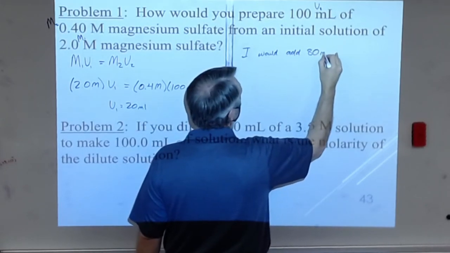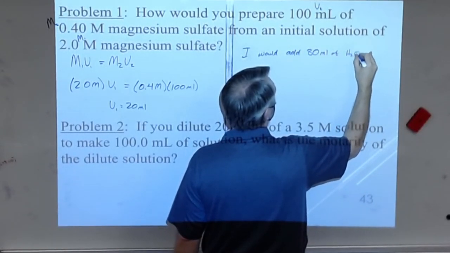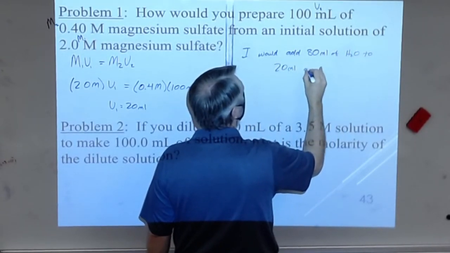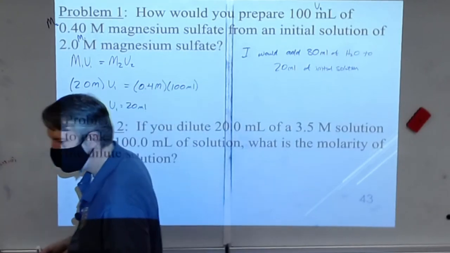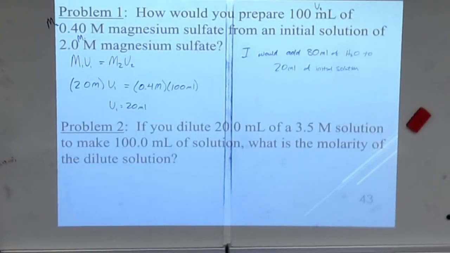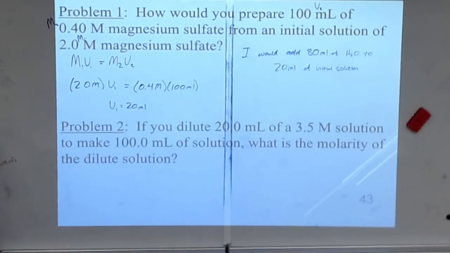I would take 20 milliliters of the original and add 80 milliliters of water. Does that make sense? I want to come up with 100 milliliters final. I'm going to take 20 milliliters of the original and I'm going to add 80 milliliters of water. That's the actual answer to this question, because the question says, how would I prepare it? Good? Everybody clear?